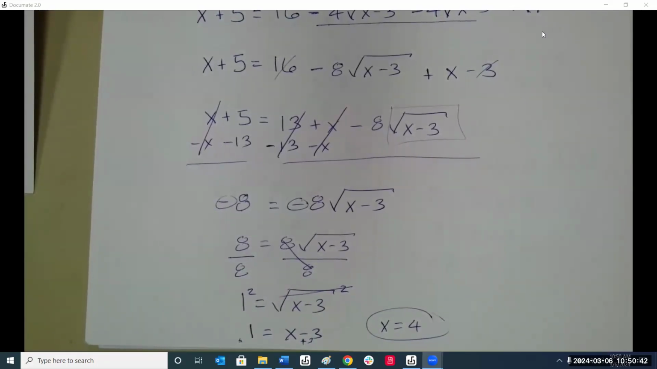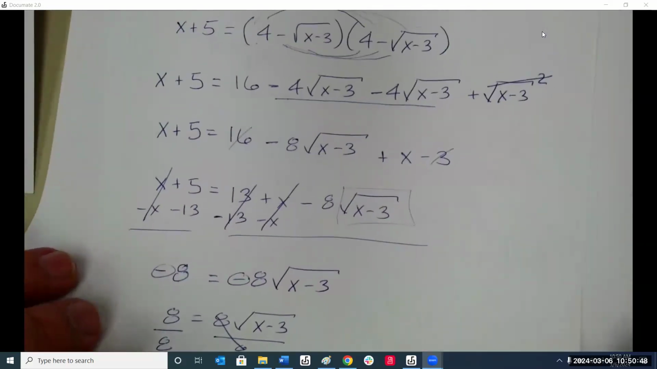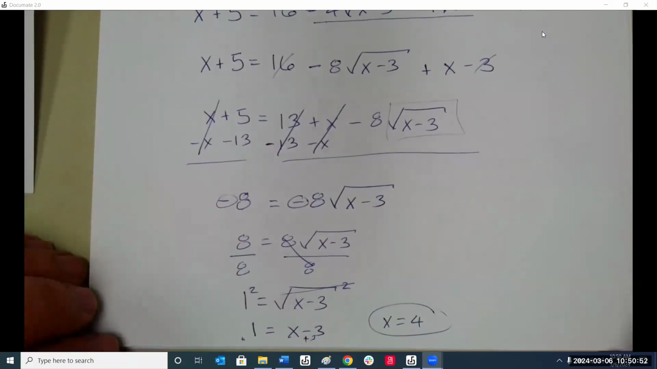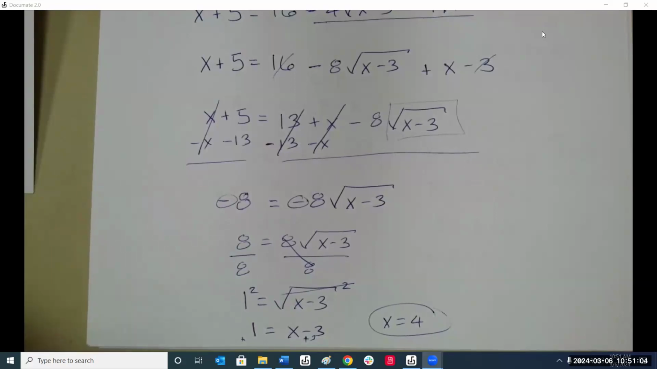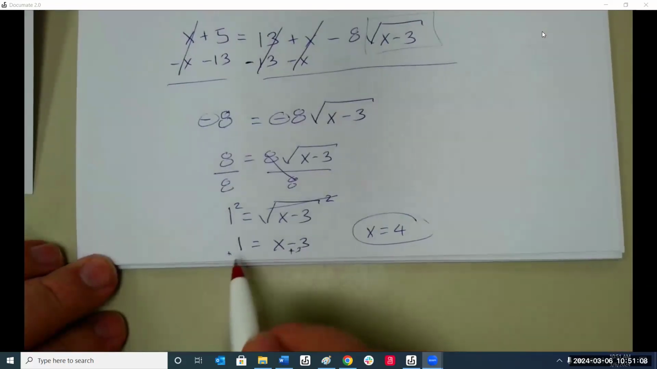We don't know yet. How do we test it? We have to plug it back into the original equation. I'll leave that there for y'all. Wait for Caitlin to finish writing. I know she's still writing. Yeah, because we have x minus 3, so we had to add 3 to both sides.